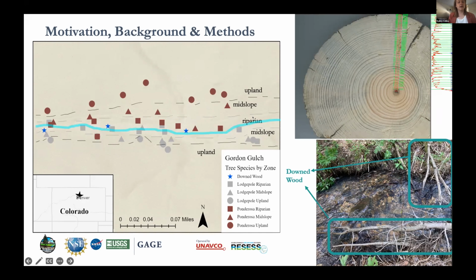The riparian zone, or the channel floodplain, which is near the river, and then on the slope, the mid-slope, which is about 5 to 15 meters on the slope, and then into the upland, which is greater than 15 meters on the slope. And then for the tree cores and downed wood, we put it in the software program Windendro, which measures the tree cores in millimeters to get the ring widths.